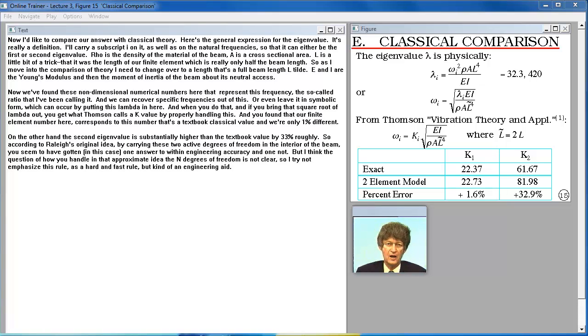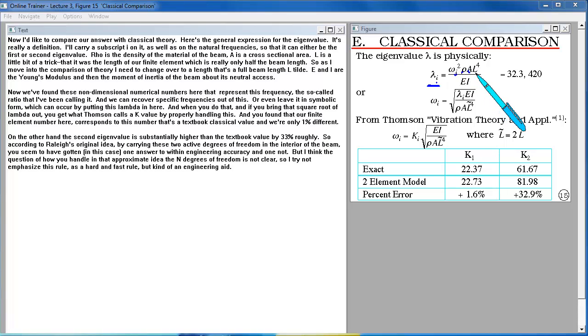Now I'd like to compare our answer with classical theory. Here's the general expression for the eigenvalue. It's really a definition. I'll carry a subscript i on it as well as on the natural frequency so that it can either be the first or second eigenvalue. Rho is the density of the material of the beam. A is the cross-sectional area. L is a little bit of a trick, in that it was the length of our finite element, which is really only half the beam length.